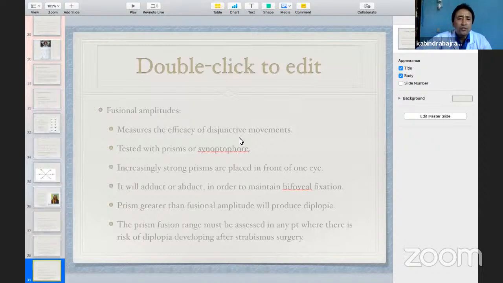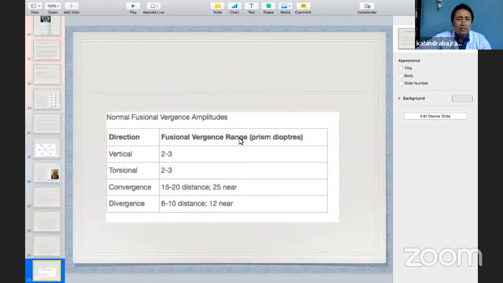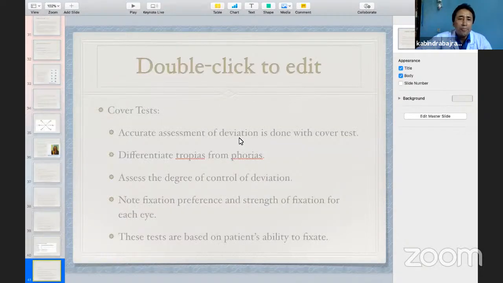Similarly, we have to test for fusional amplitudes, which measure the efficacy of disjunctive movements. It can be tested with the help of prism and with the help of synoptophore also. Normally, the convergence is 15 to 20 prism diopters for distance and 25 for near. For divergence, it is 6 to 10 for distance and 12 for near. Then comes the cover test, uncover test, and alternate cover test. The cover test is for testing tropias, uncover test for phorias, and alternate cover test is used for both tropias and phorias.